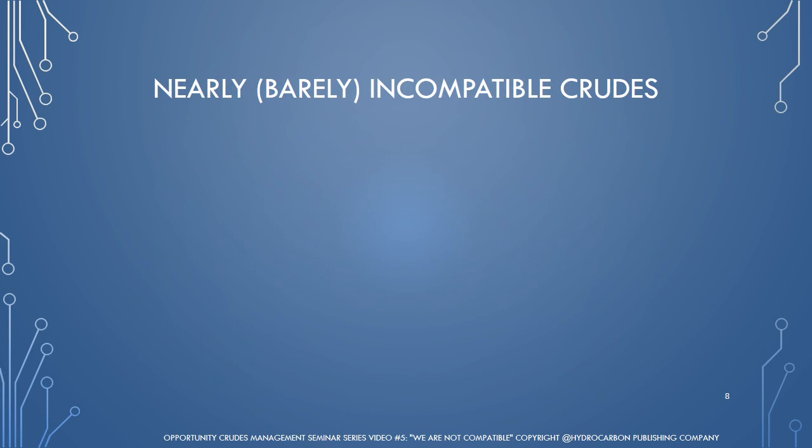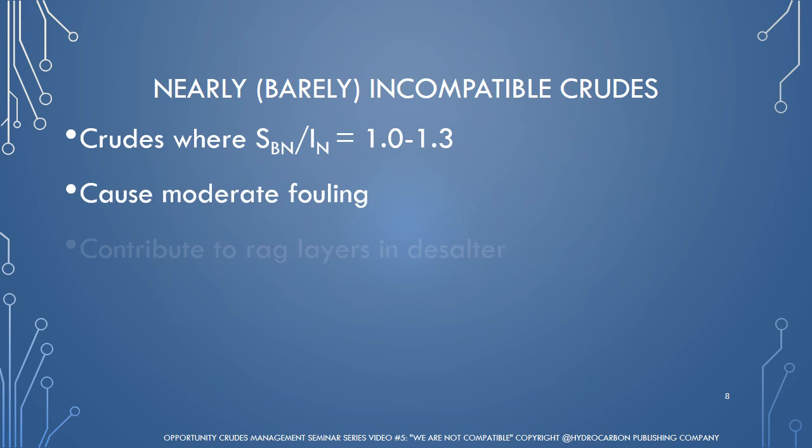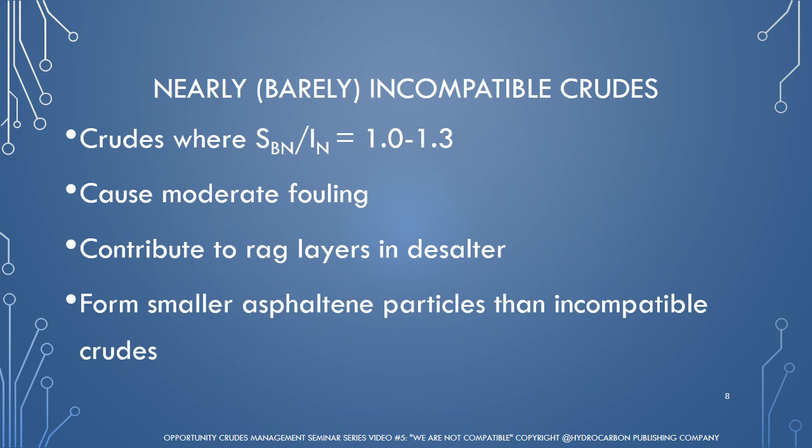According to the oil compatibility model, which is one option for determining compatibility, nearly incompatible crudes have a solubility blending number to insolubility number ratio in the range of 1.0 to 1.3. Nearly incompatible crudes are likely to cause moderate fouling and contribute to rag layers or emulsion layers in the desalter, because nearly incompatible oils form smaller asphaltene particles than those formed by incompatible crudes.